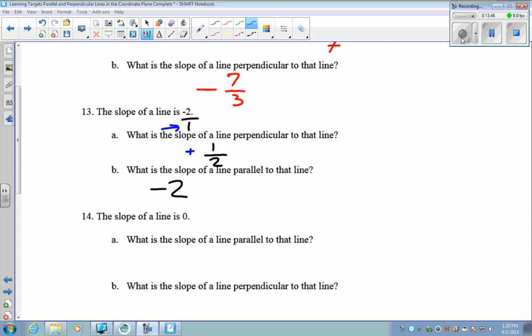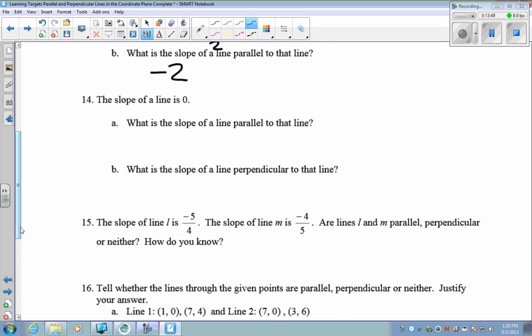All right, now number 14 is a special case, and you may remember this from Algebra 1 last year. We did a lot with these types of slopes. The slope of a line is 0. Take a second and see if you can think of what a line like that is. A 0 slope is a horizontal line. So a line that's parallel to that also has a slope of 0. Horizontal lines always have a slope of 0. Think back to your HOY-VUX. Or even just remembering that parallel lines have the same slope.